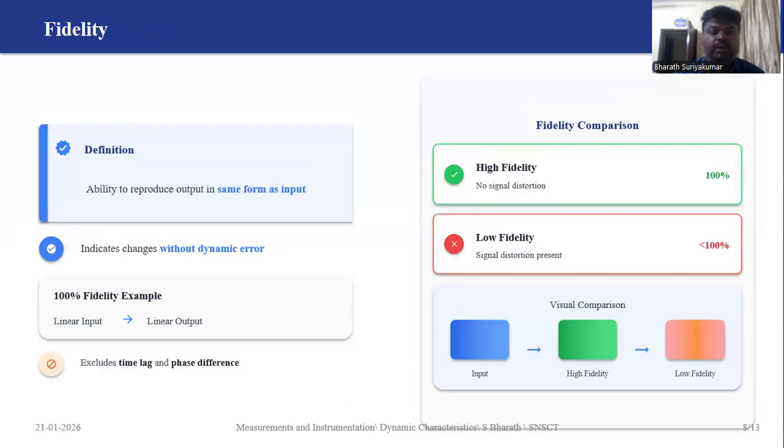The ability to produce or reproduce the output in the same form as the input is called fidelity. Fidelity indicates the changes without dynamic error. An example of 100% fidelity is a linear input and a linear output. Whatever change occurs in the input appears as a change in the output. This excludes time lag and phase difference. The difference between high fidelity and low fidelity is shown over here.